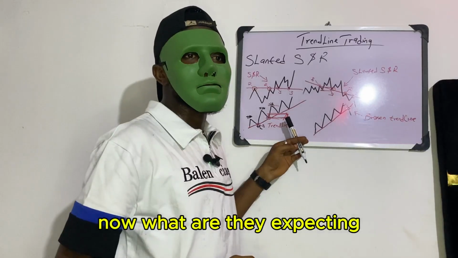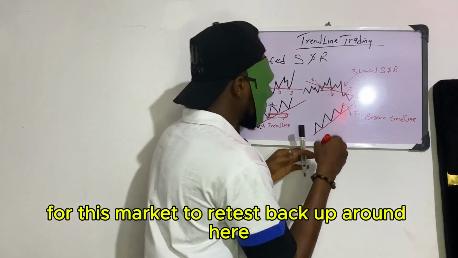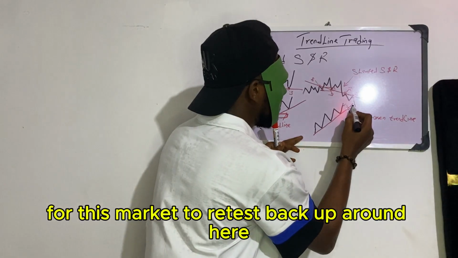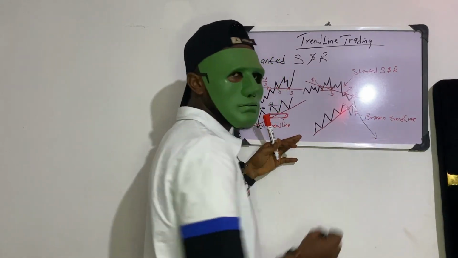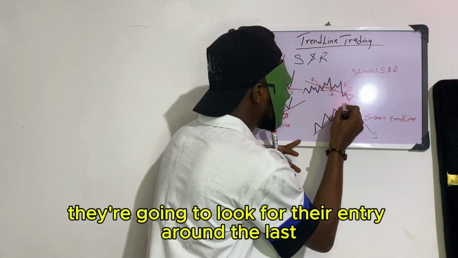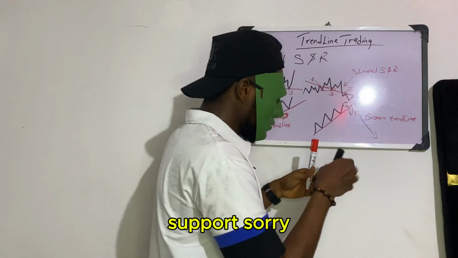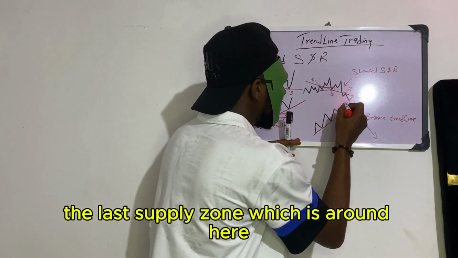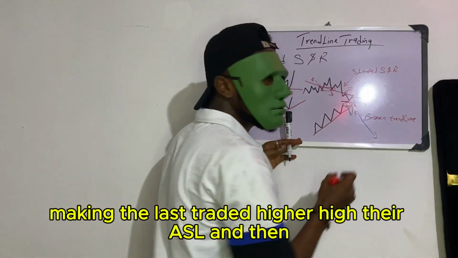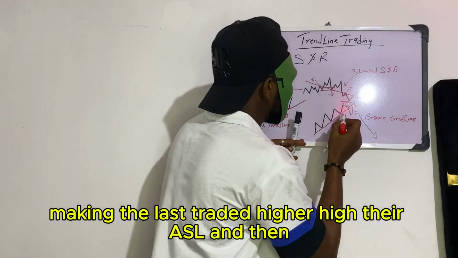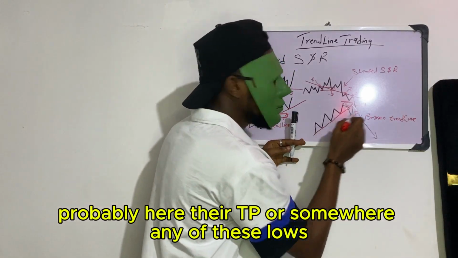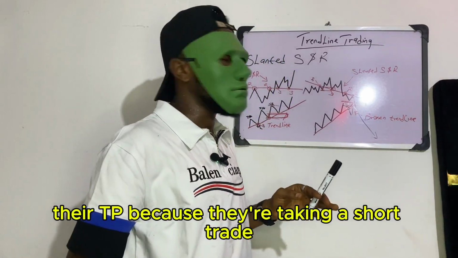Now, what are they expecting? They are expecting a retest, for this market to retest back up around here, in order then, boom, they sell. And on the retest, they are going to look for their entry around the last supply zone, which is around here, making the last traded higher high their SL, and then probably here their TP, or any of these lows their TP, because they're taking a short trade.